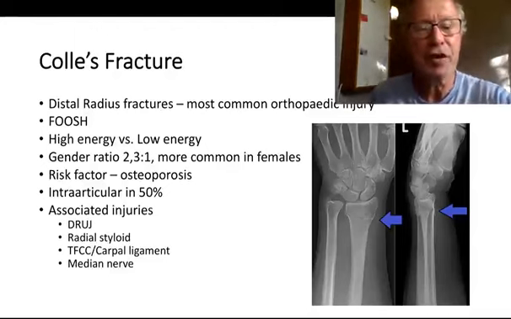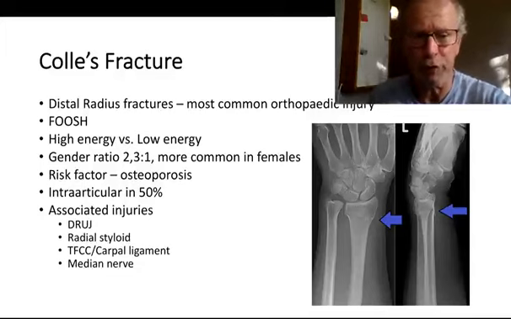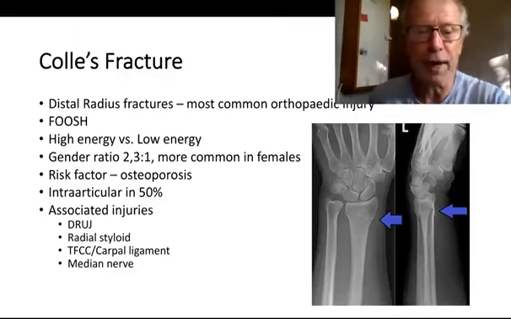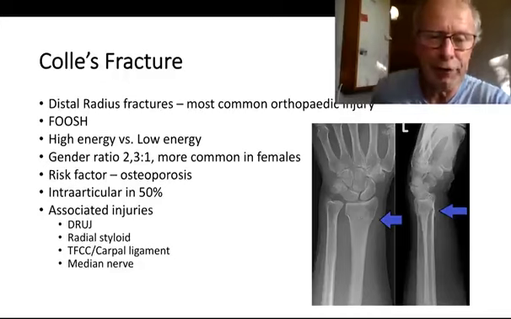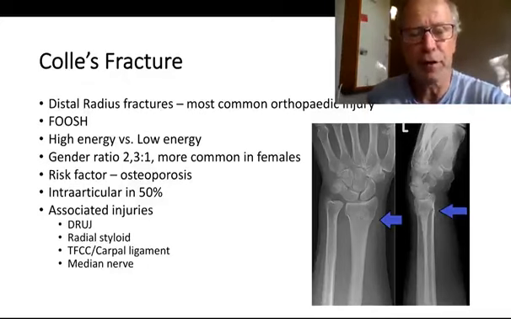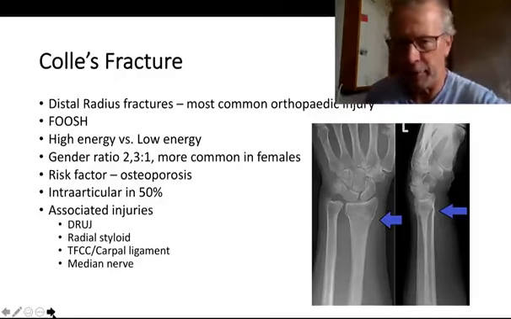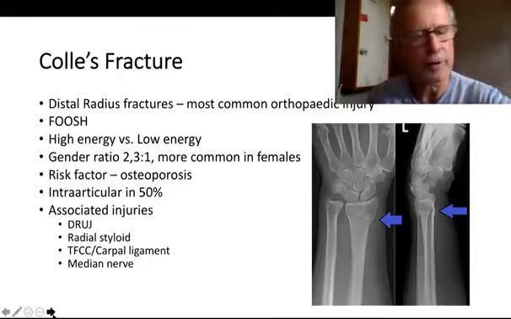And then, in addition to the Colles fracture, there may well be associated injuries, and those would include what we call the DRUJ, or the distal radial ulnar joint, or involvement of the radial styloid, the TFCC, that's the triangular fibrocartilage complex, and carpal ligaments. And then people could present, more commonly with the high energy, with a carpal tunnel syndrome related to median nerve injury. So the X-ray just really shows a simple extra-articular distal radius fracture with some dorsal tilt. Okay, let's move on.